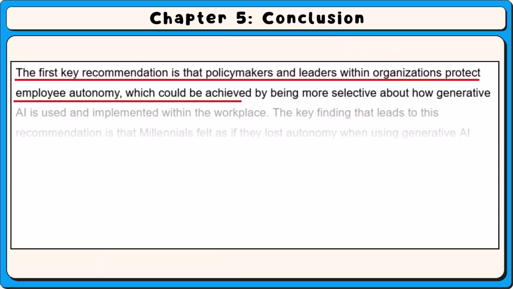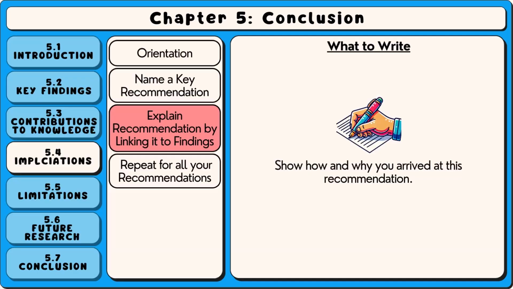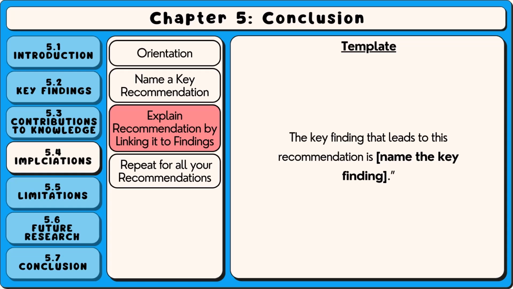Here's an example. The first key recommendation is that policymakers and leaders within organizations protect employee autonomy, which could be achieved by, and then it explains how they could implement that recommendation. Next, explain where that recommendation comes from. You should have arrived at this recommendation based upon the findings within your study. Here's a template. The key finding that leads to this recommendation is, and name the key finding.